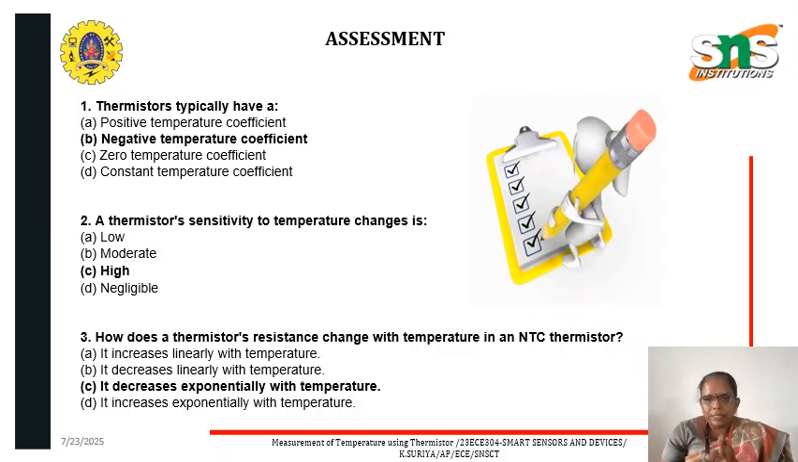So let us take up some assessment questions. Thermistors typically have a dash, and the answer is, as you know, negative temperature coefficient. A thermistor's sensitivity to temperature changes is always high.